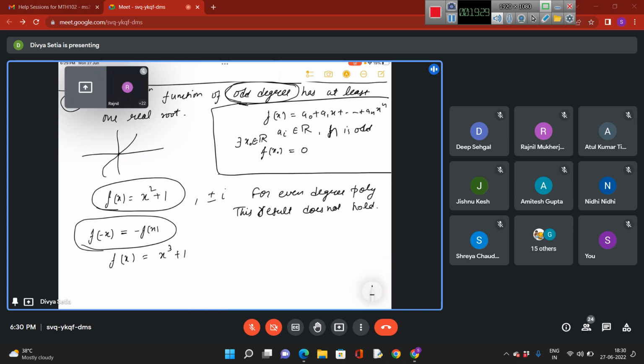No, but you can have functions like this, right? Suppose x cube plus 1, what goes wrong? Here f of minus x is minus... What goes wrong? This is not an answer.